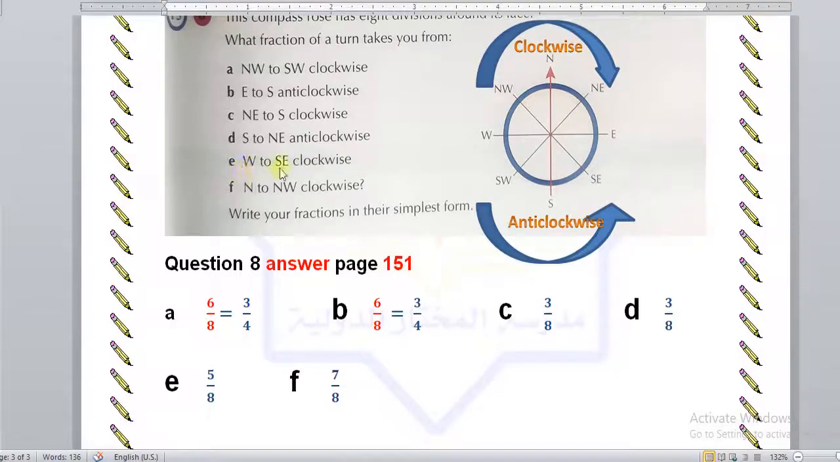Okay, for E, W to SE, we just go from W to SE clockwise. 1 2 3 4 5, 5 over 8. For F, the last one, N to NW clockwise. N is here, 1 2 3 4 5 6 7 over 8. 7 over 8. And these are the answers for question number 8.